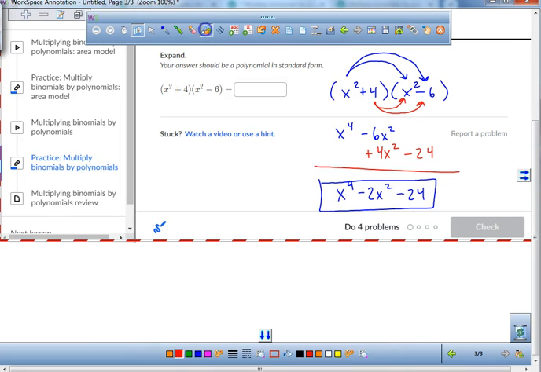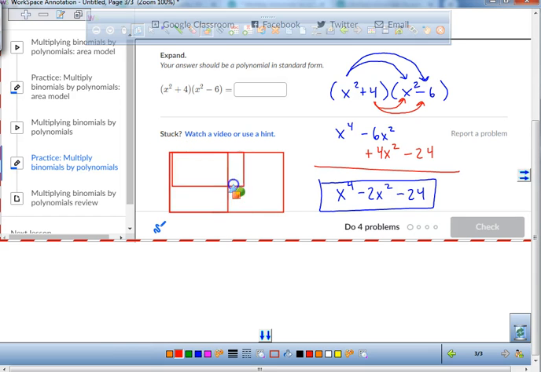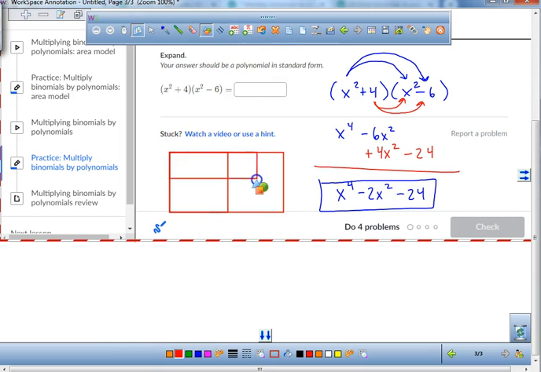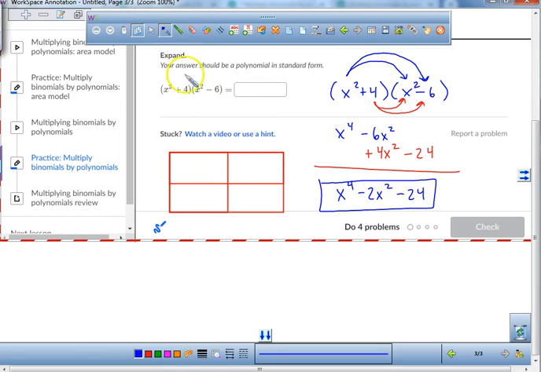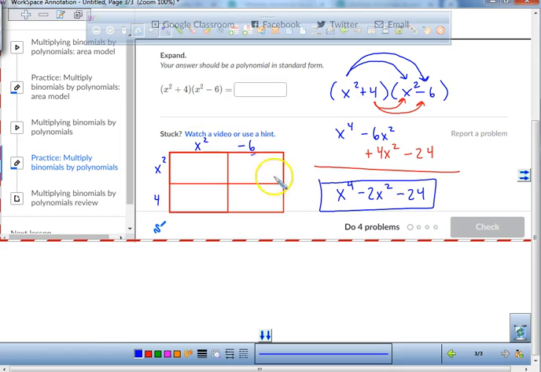If you like the other way, could you set it up the other way? I'll put the other way right here, okay? You could make a model out of it if you like the model. Well, how do you know how to make the model? It's a binomial times another binomial. So you put the x squared here and the 4 here. You'd put the x squared here and the minus 6 there. Then you do the x squared times x squared is x to the power of 4. X squared times negative 6 is negative 6x squared. 4 times x squared is 4x squared. 4 times negative 6 is negative 24.